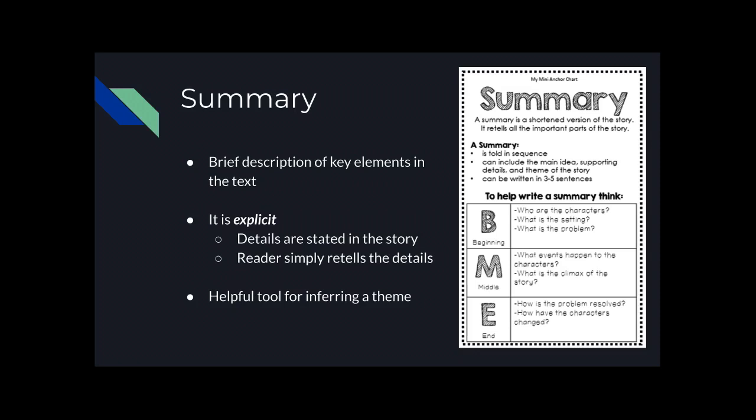Simply, the summary is a brief description of the key elements within the text. Unlike the theme, which is implicit, a summary is always explicit. We use the details that are stated within the story, and as a reader, we're simply going to retell the details.